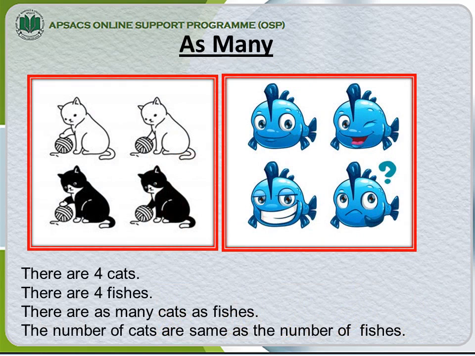Now this is the last concept, as many. How many cats are there? Let's count them. 1, 2, 3, 4. There are 4 cats. And there are some fishes. Let's count them. How many fishes are there? 1, 2, 3, 4. There are 4 fishes. There are 4 cats and there are 4 fishes. There are as many cats as fishes. It means they both are equal. The number of cats is the same as the number of fishes.